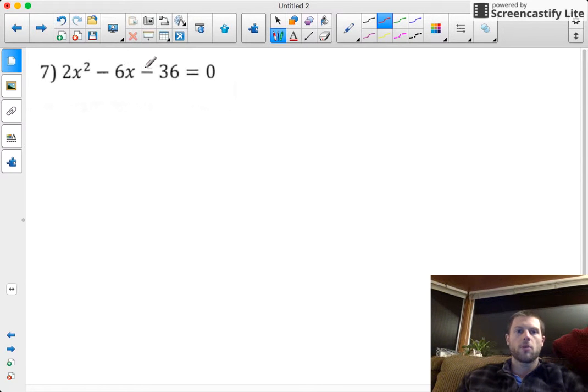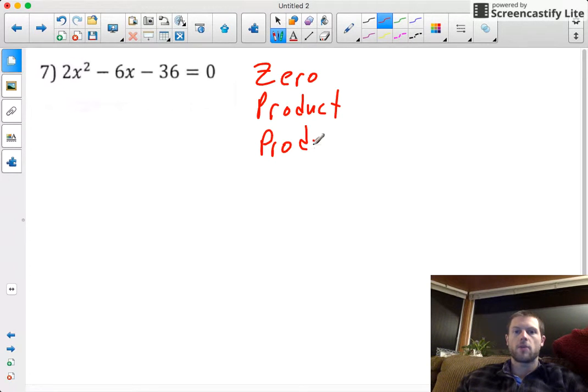Okay, for this problem here, we want to solve this quadratic that's set equal to 0, and we want to solve by factoring. So we're going to use the zero product property to solve this. This is the zero product property.